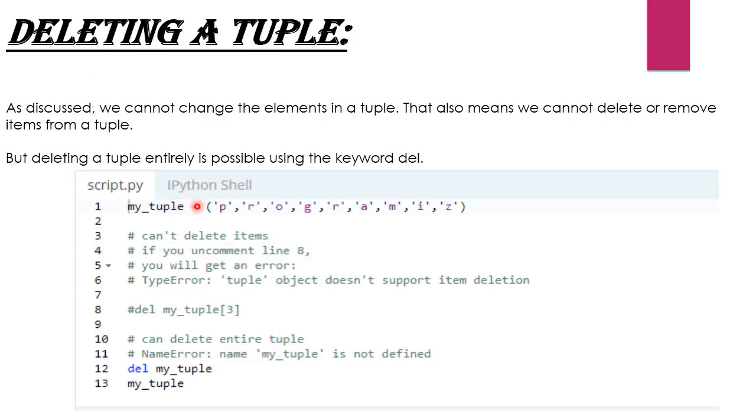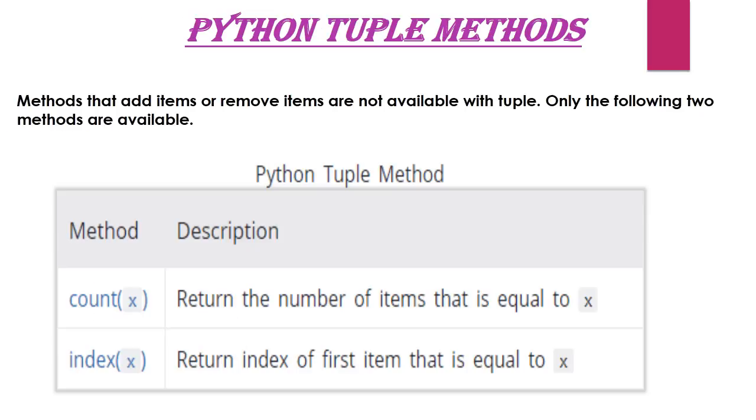For example, my_tuple is equal to "programiz". We cannot delete an item. If you uncomment line 8, that is del my_tuple[3], you will get an error. The error type will be TypeError: 'tuple' object doesn't support item deletion. But you can delete the entire tuple. That is del my_tuple, then the result will be that my_tuple is gone and no longer exists.